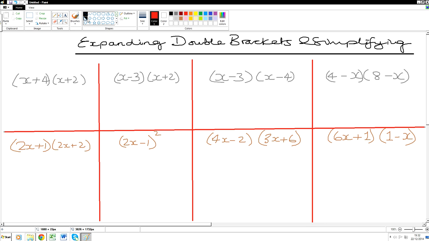When we multiply out these brackets, we can use this technique called FOIL. Has anybody heard of FOIL? No.